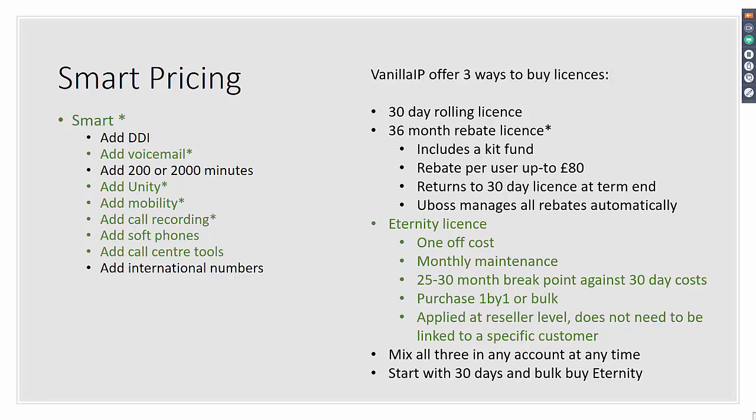You can mix all three of these buying methods together. Commonly, you might buy Eternity licenses for the Smart User, but do 30-day for the other more transitional services, at least for the time being, while you look at your settled base. Equally, you may buy 36-month rebate licenses for 90% of a customer, but keep 10% of it on 30-day. UBOS will simply handle all of those different license types easily together. There's no additional overhead for being smart with the way you use our products.